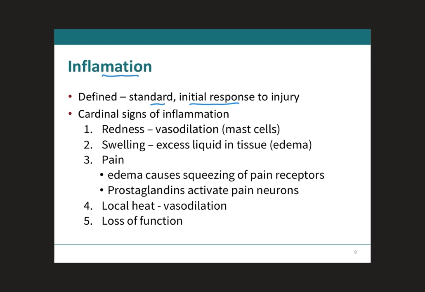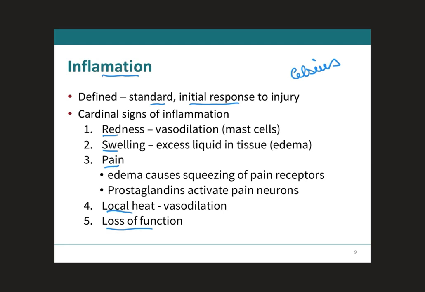The four cardinal signs of inflammation are redness, swelling, pain, and local heat, which were first recorded centuries ago by a man named Cornelius Celsus. He's the one that's credited with documenting these signs during the days of the Roman Empire as early as the 1st century AD. A fifth sign, which is loss of function, may also accompany inflammation depending on the severity of the injury.